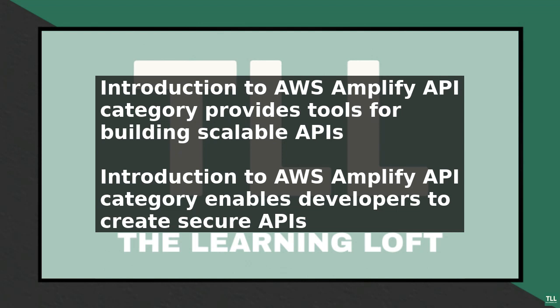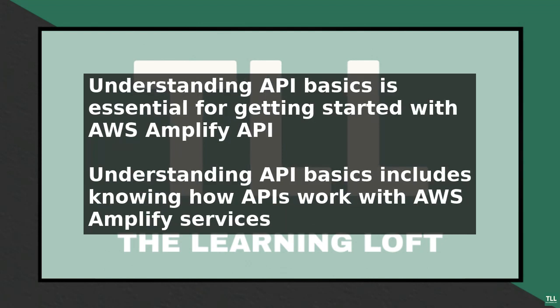Step 1. Understanding the basics. To get started with AWS Amplify API category, you need to understand the basics of APIs and how they work with AWS Amplify. An API, or application programming interface, is a set of defined rules that enable different applications to communicate with each other. AWS Amplify provides a set of tools and services that make it easy to build and deploy APIs.